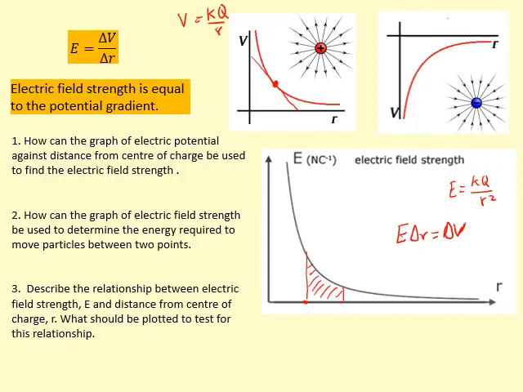So what can I plot to test if it follows the inverse square law? I can plot electric field strength against 1 over r squared, and that should give me a straight line going through the origin if it follows the inverse square law. I can also figure out the constant of proportionality. Let's say in this case it's going to be kQ, by doing electric field strength times r squared for the different values and checking if that kQ is constant.